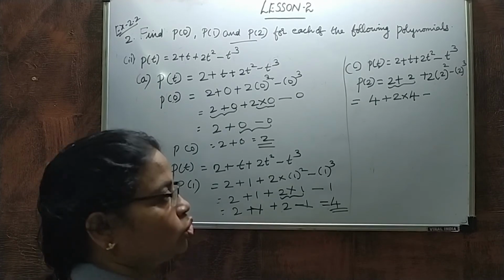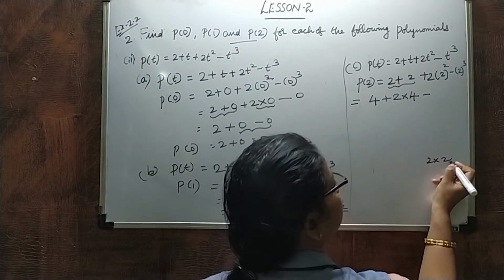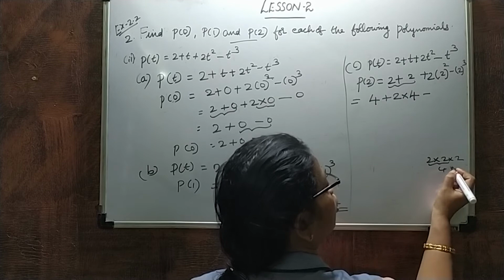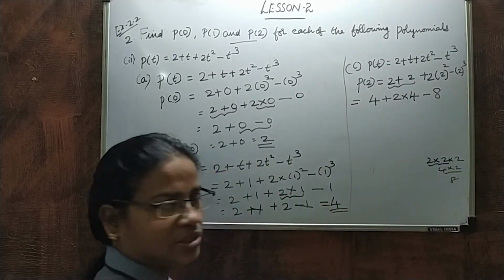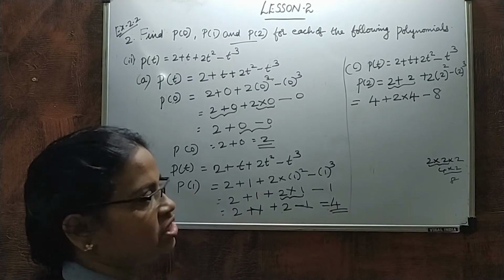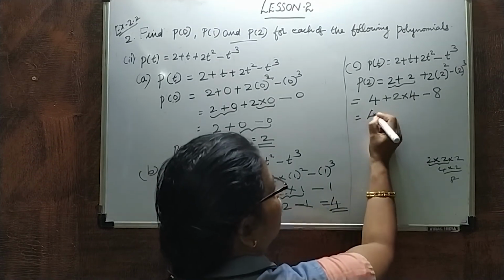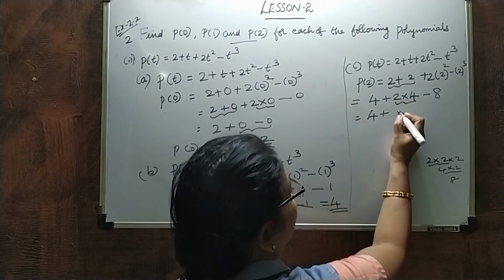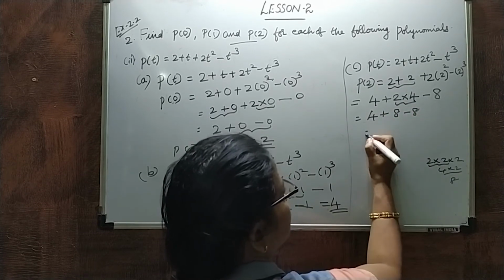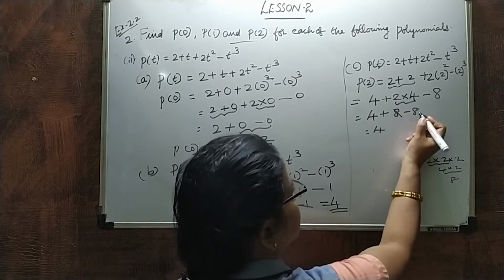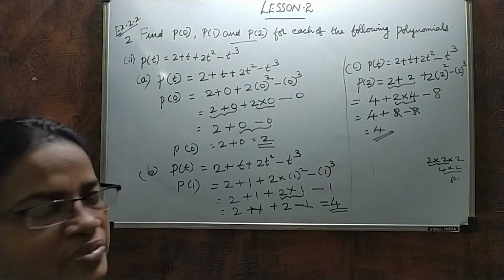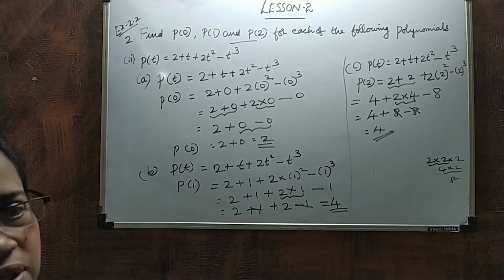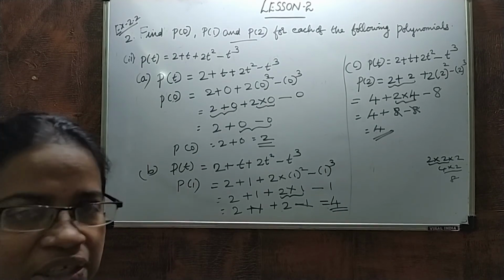What will I get? 2 into 2 into 2. 2 into 2, 4 into 2, you will get the answer 8. So here minus 8. Here again multiplication is there. So we will do it as first 4 plus 2 into 4, 8, minus 8. We will get the answer, here it is plus 8 minus 8 is there. Answer will be 4. Okay. So this is the second question. Now I will do the third question.